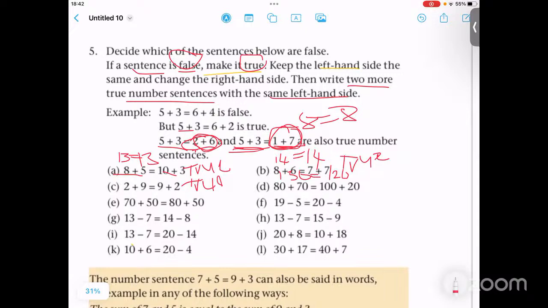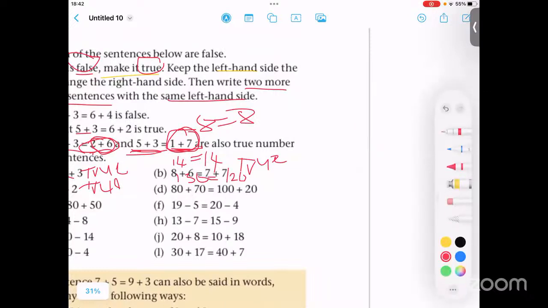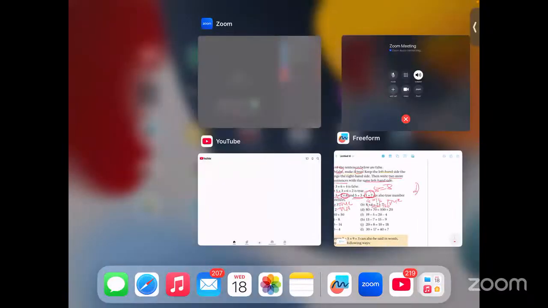Who was the first one? This is Nana. How are we going to correct this or make it true? 60 plus 60 equals 120. Are you sure? Remember, it's science? Because I'm just seeing maths.